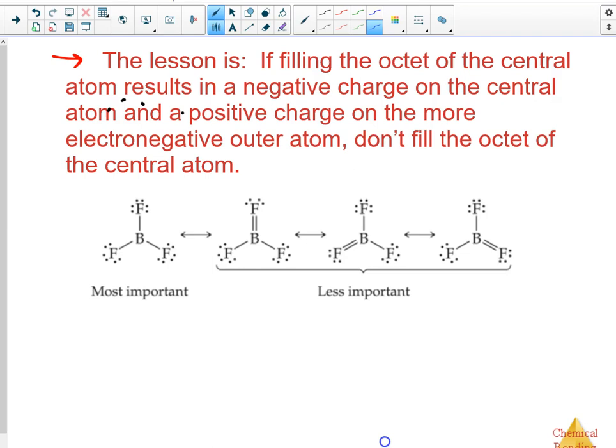All right, the lesson here is, if filling the octet on the central atom results in a negative charge on the central atom and a positive charge on the more electronegative outer atom, don't fill the octet of the central atom. Okay? We're never going to make something on the right of the periodic table become positive. That's just, it doesn't work that way.